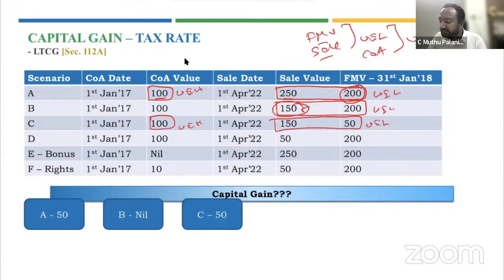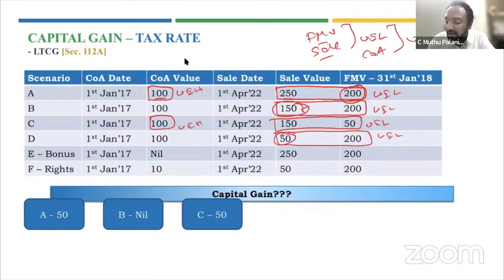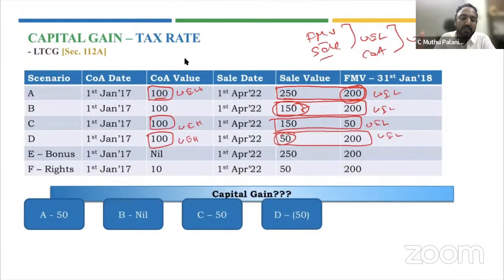Now next thing is, my sale value is 50. My fair market value is 200. So whichever is lower, of course I'll take 50 as the lower. Now 50 or 100, whichever is higher. Now my cost will be 100. So 50 minus 100, I'll make a loss of 50.